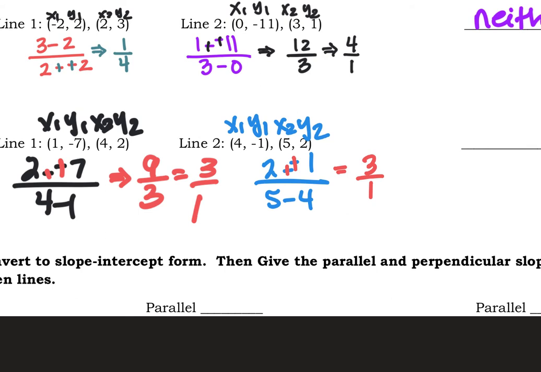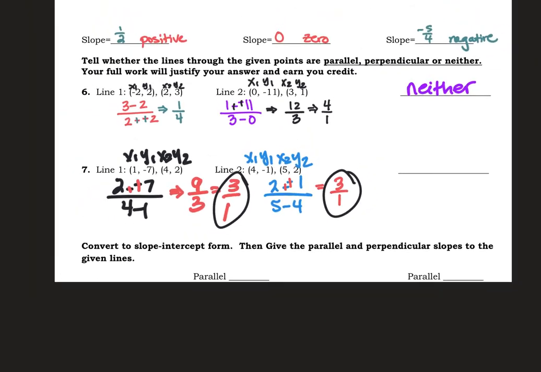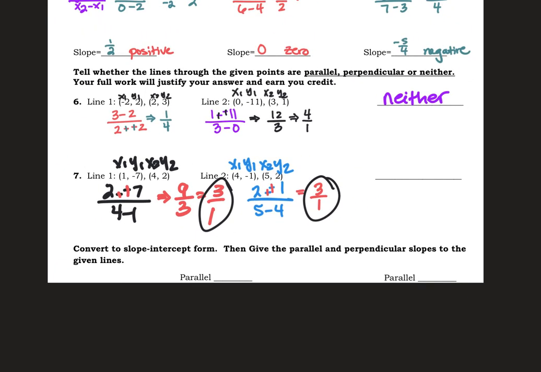So the point of reducing is, had we left it like this and compared it to that, we wouldn't notice that they're the same. So we do want to reduce it. So if you look at the final answers, you see how they're exactly the same? Should that be parallel or perpendicular? That one should be parallel.